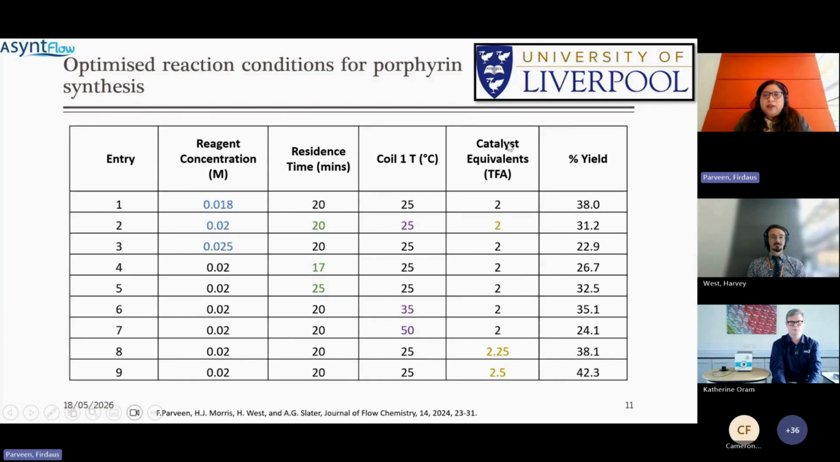To test the equivalence of the catalyst, we varied it from 2 to 2.5, and there was a positive effect on the yield of the porphyrins. So with this, we found the best optimized conditions were 0.02, 20 minutes residence time, and 25 degrees temperature in the coil 1, and 2.5 equivalent of catalyst, giving us 42.3% yield of porphyrin.